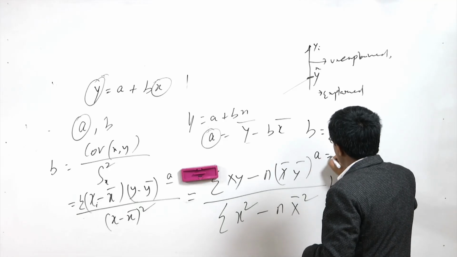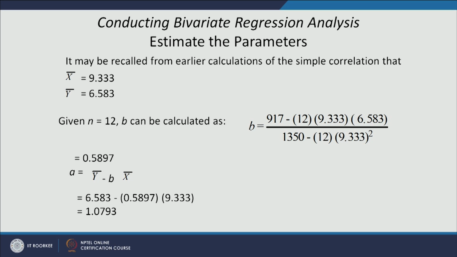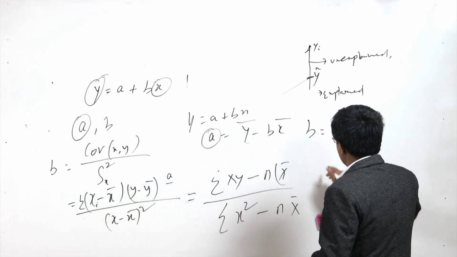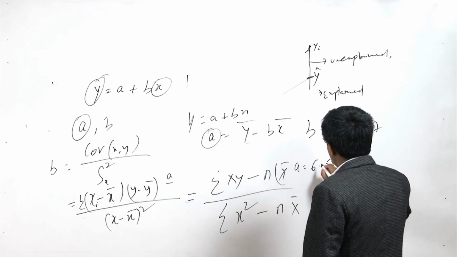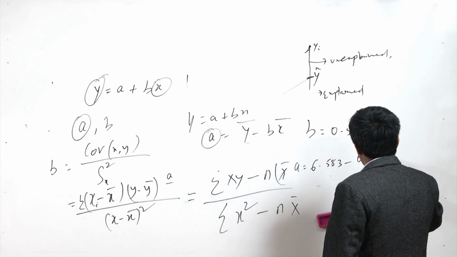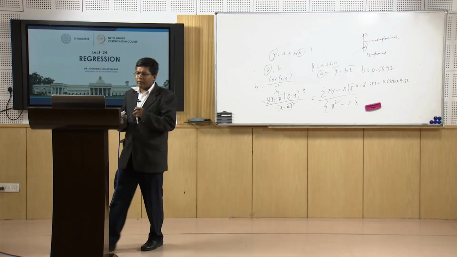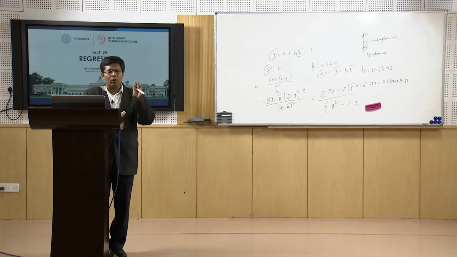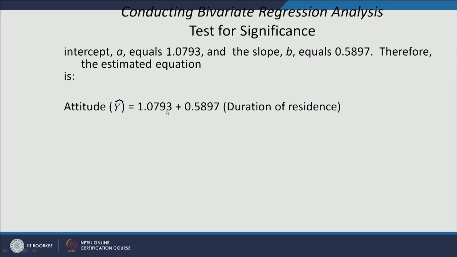Now, you can put in the value of y bar, which was 6.583, minus. A is equal to y minus bx. So, b was 0.5897 into x bar, which is 9.33, right. By doing this we have calculated the value of a is equal to 1.0793. That means if x is equal to 0, the constant value is y is equal to 1.0793. By doing this you can predict: estimated attitude y is equal to 1.0793 plus 0.5897, the slope, multiplied by the number of years the person has stayed.